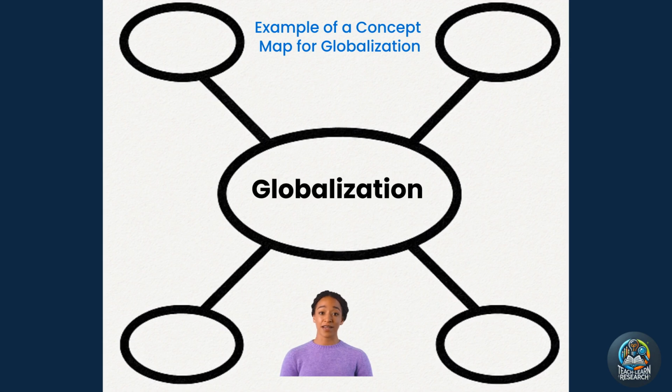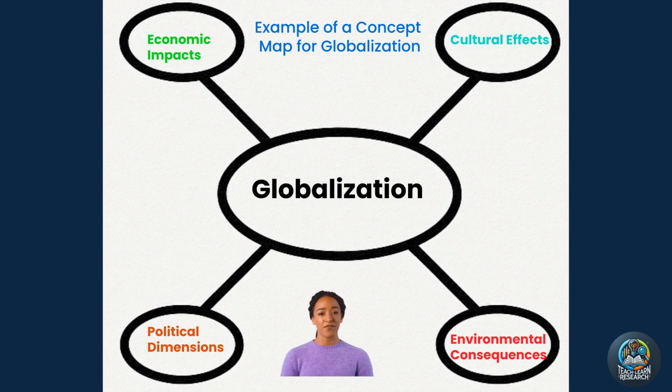Here's an example of a concept map for globalization. Our central idea is globalization. The main categories are economic impacts, cultural effects, political dimensions, and environmental consequences. Have details for each category with pictures for each activity.